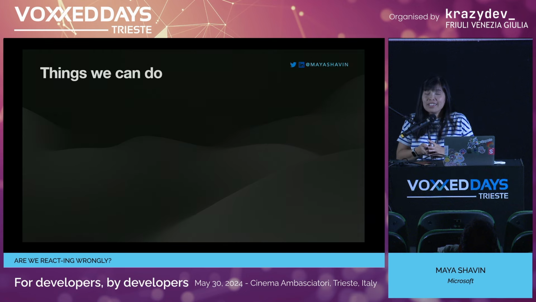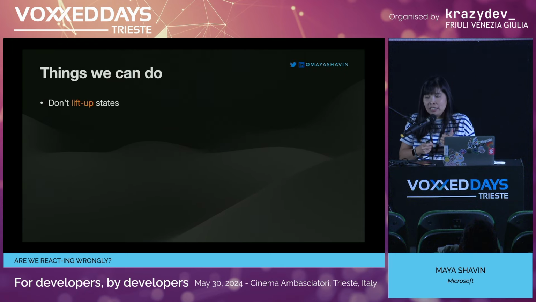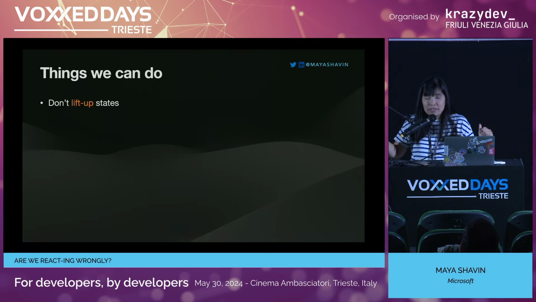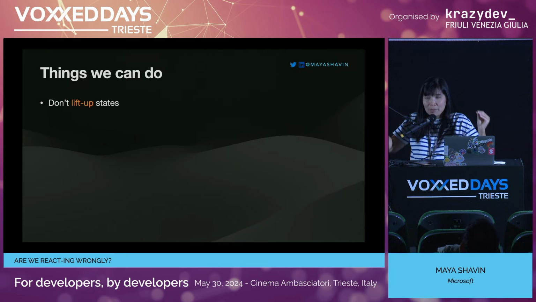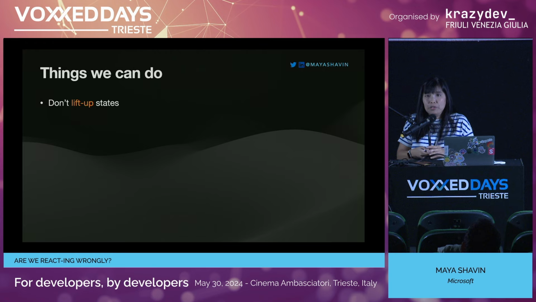So here are things we can do before we start thinking about memoization or performance optimization. Number 1, don't lift up state. If you have a shared common state between two components under the same parent or the same ancestor, don't lift up the state to the ancestor. Maybe use context, or try sharing the common hooks only between these two components, okay? And avoid that.